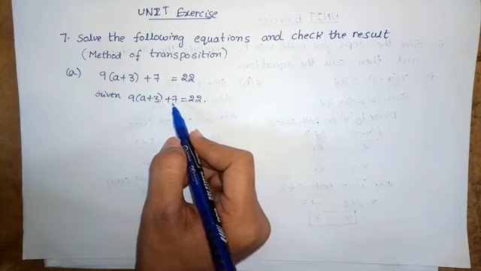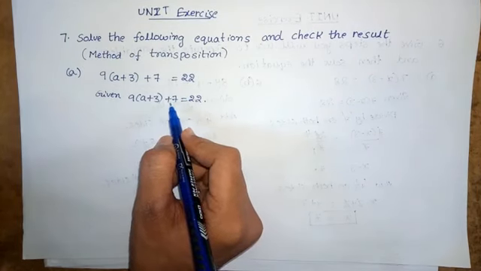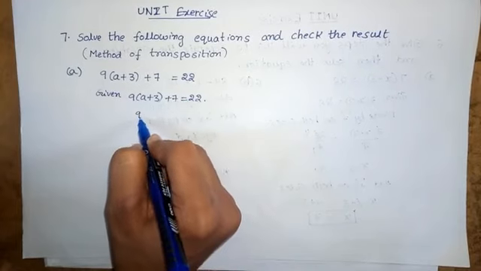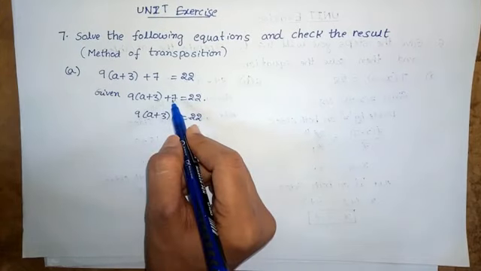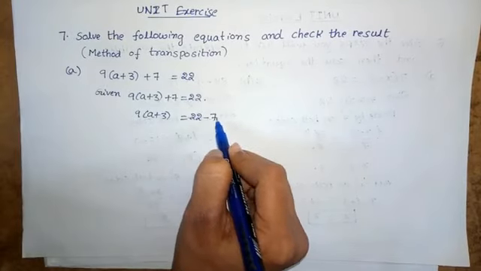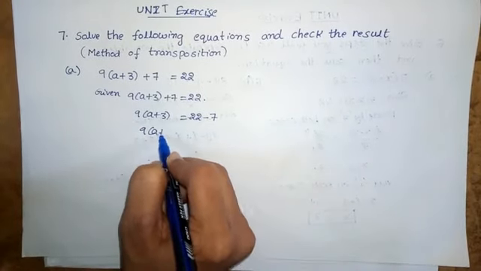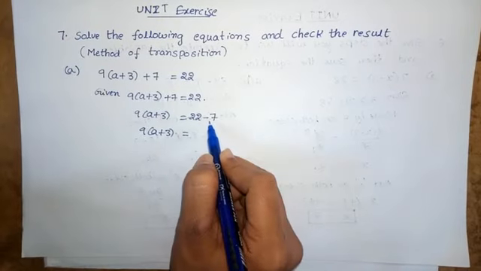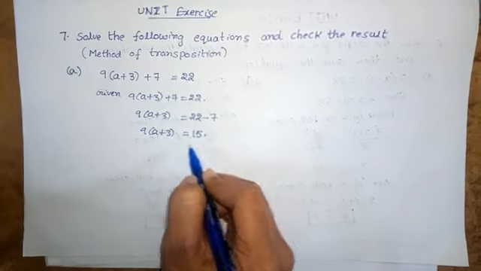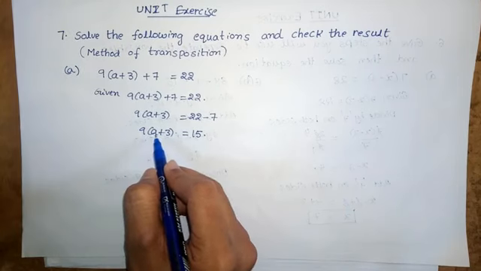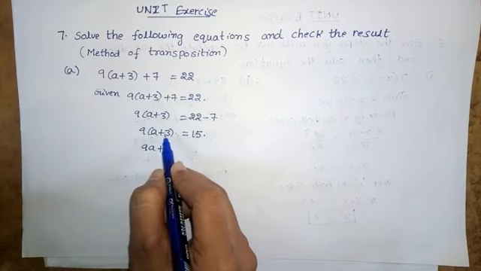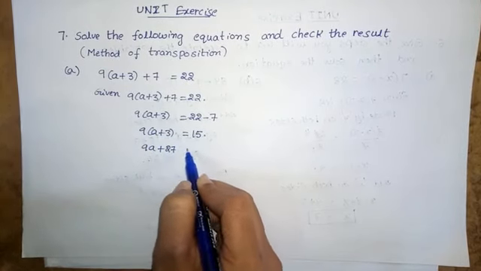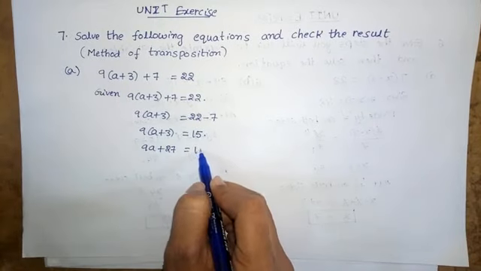So in this simple equation first transpose plus 7. So 9 into a plus 3 it is equal to 22 plus 7, it is transposed into right side, it becomes minus 7. So 22 minus 7. So 9 into a plus 3 it is equal to 22 minus 7 becomes 15. So now multiply 9 with a and 3 both terms. So 9 into a becomes 9a plus 9 into 3 becomes 27. It is equal to 15.